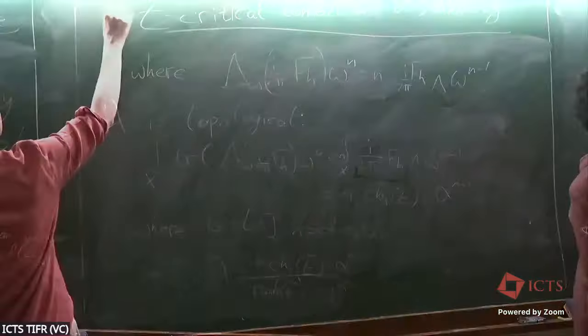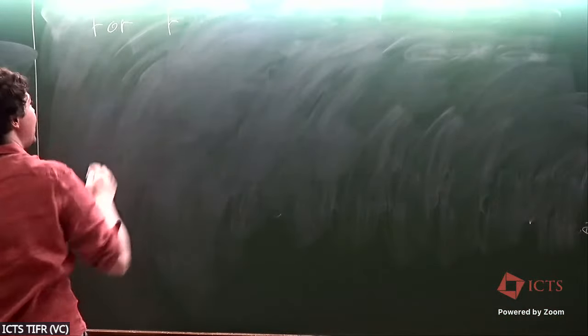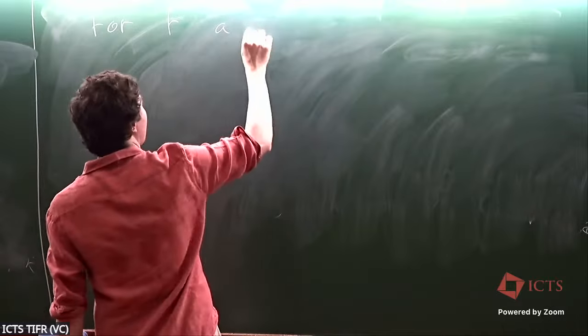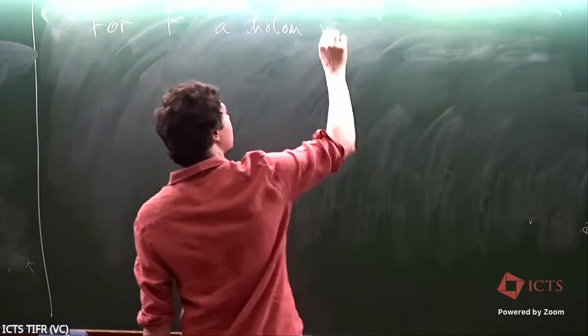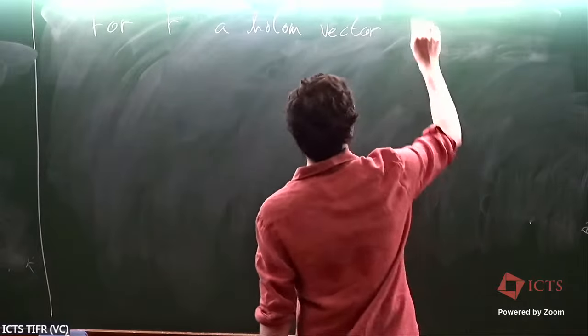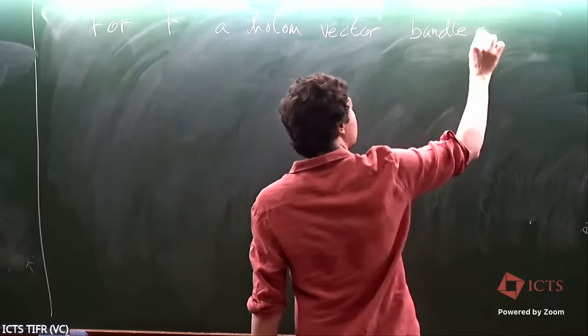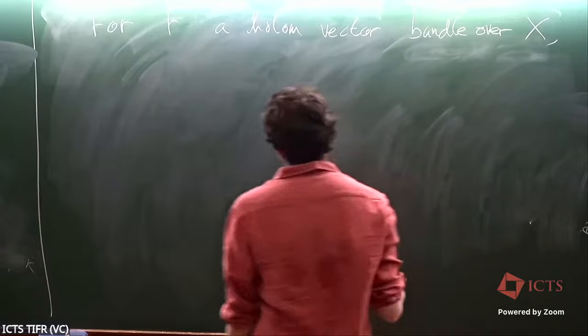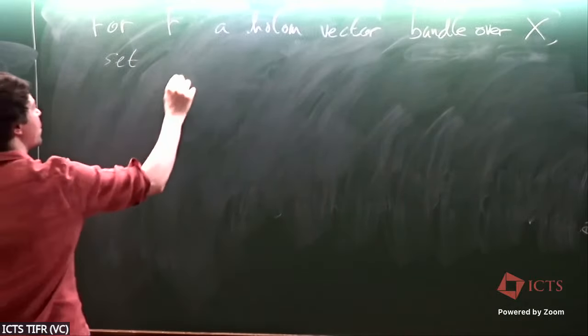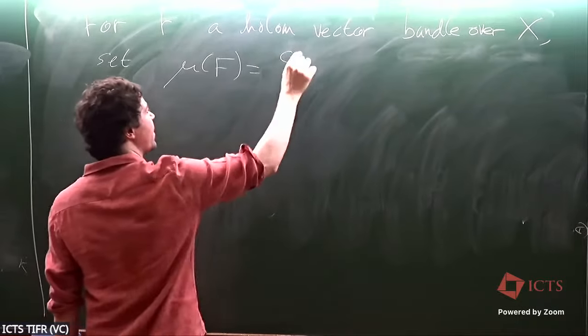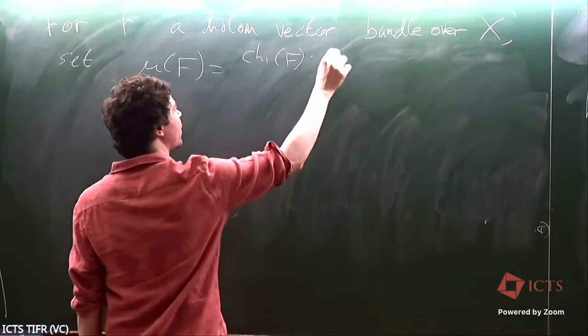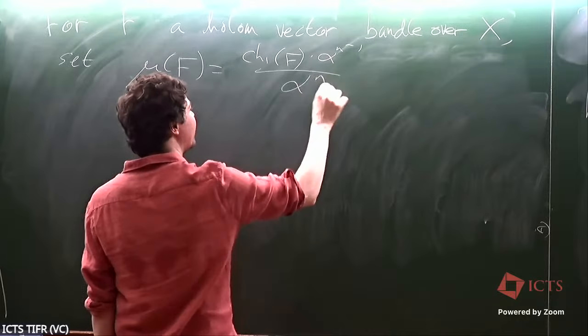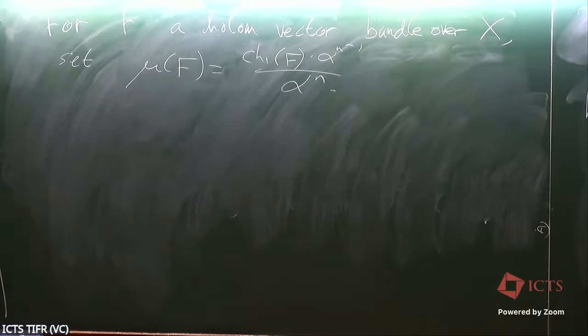So for any holomorphic vector bundle F, this may be E, it may not be, we set the slope mu of F to be the first Chern character of F dot alpha to the n minus 1, over alpha to the n. If you're in algebraic geometry, you might like to take alpha to be the first Chern class of an ample line bundle, and these are just algebro-geometric intersection numbers in that case.